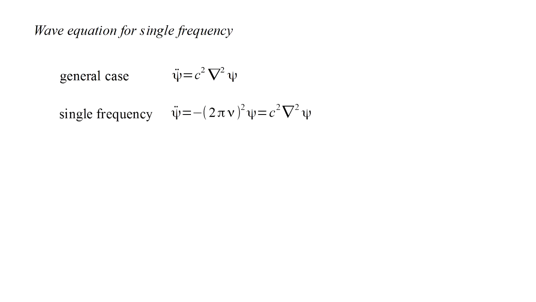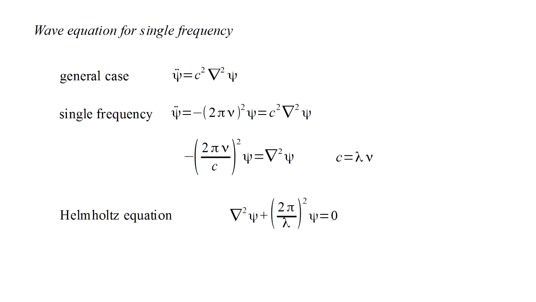For waves with this special single frequency behavior, the wave equation has a special form. Our general wave equation is time curvature of the field equals wave speed squared times the Laplacian of the field. For the single frequency case, the curvature is just minus quantity 2 pi nu squared times the field. If we divide by c squared and use the relation between wave speed, wavelength, and frequency, the wave equation becomes the so-called Helmholtz equation. This is the wave equation for a single frequency, and it was well known in Schrödinger's time, having been used to describe light, radio, sound, and water waves.